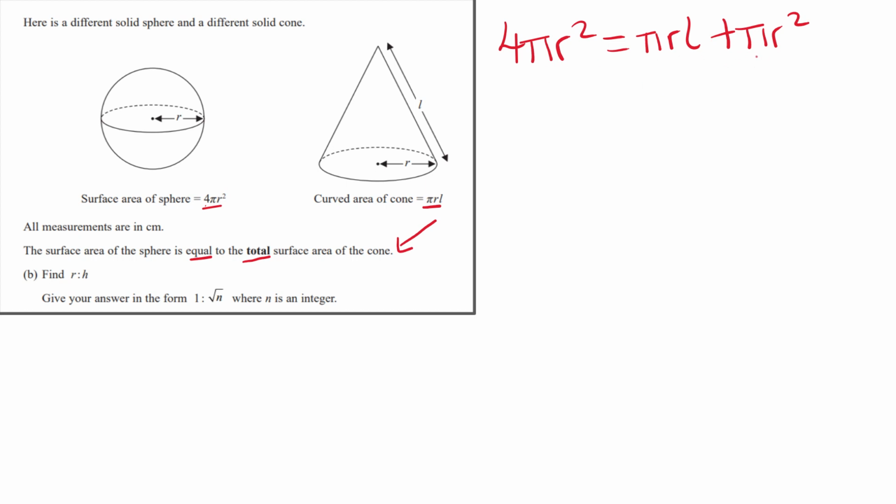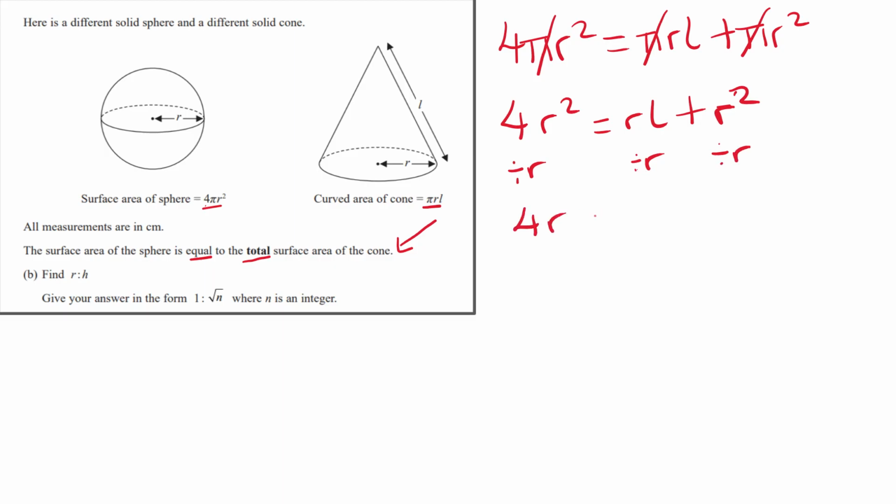If we look at all three terms, we can see that pi is the common factor. So we can divide all the terms by pi, and they just cancel out. We are left with 4r squared equals rl plus r squared. Then again, if we look at all three terms, there is another common factor. It's r. So we can divide all the terms by r. When we do that, we get 4r is equal to l plus r. Then we can subtract r on both sides, and as these are like terms, 4r take away r will give us 3r equals l.